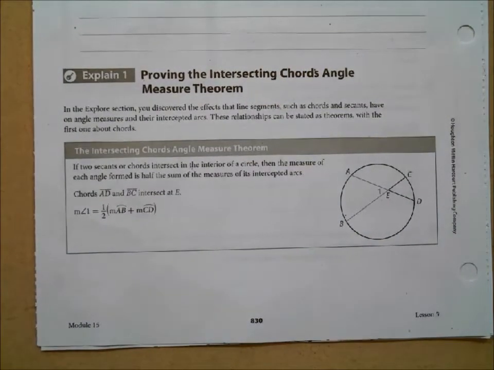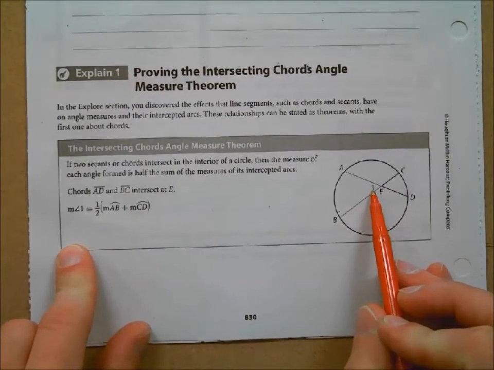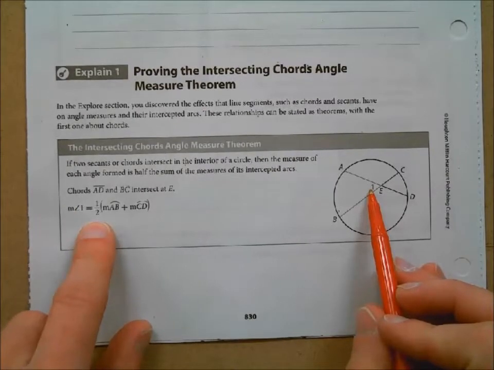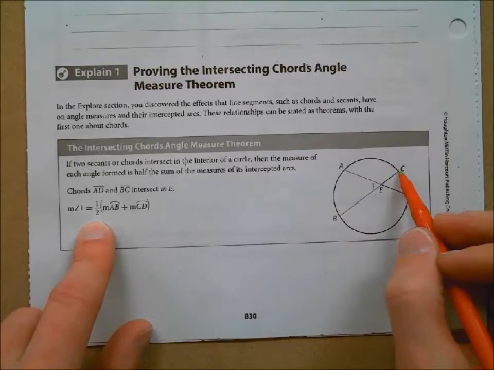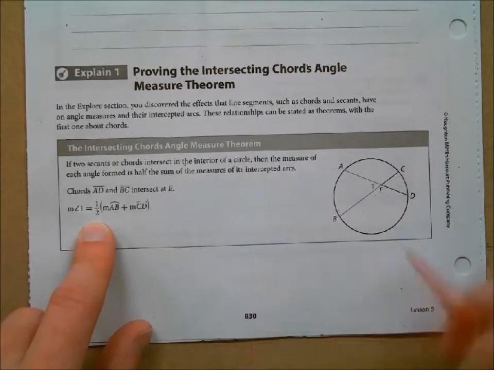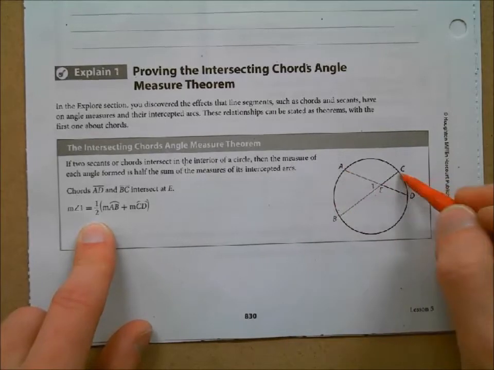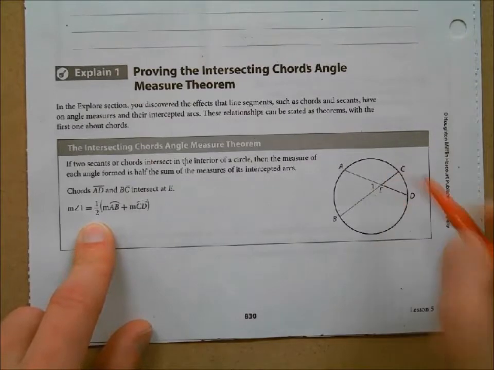Let me show you what that means. For example here, they have this angle 1 identified. This angle 1 is equal to 1/2 the sum of arc AB and arc CD. So if you add up the measure of arc AB, this right here, with the measure of arc CD, and divide that by 2, that'll give you the measure of angle 1 here.